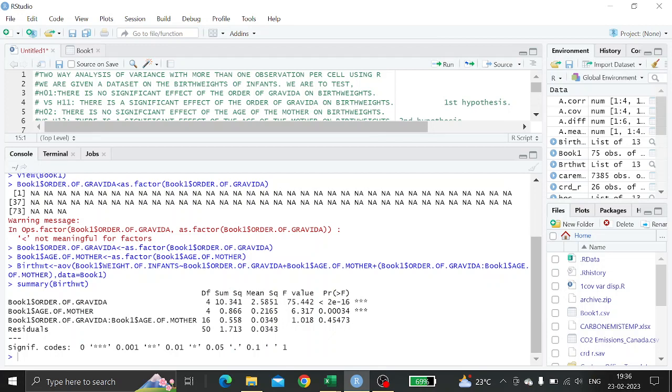Similarly, for the factor age of the mother, we could see that the P value is again less than 0.05. So in this case as well, we conclude that yes, there is a significant effect of the age of the mother on the birth weights. Now, for the interaction part of the two factors, order of gravida and age of the mother, we could see that the P value is way higher than the alpha value 0.05. So we conclude that there is no significant effect due to the interaction of the two factors on the birth weights of the infants. So this is how we perform a two-way Anova with more than one observation per cell.